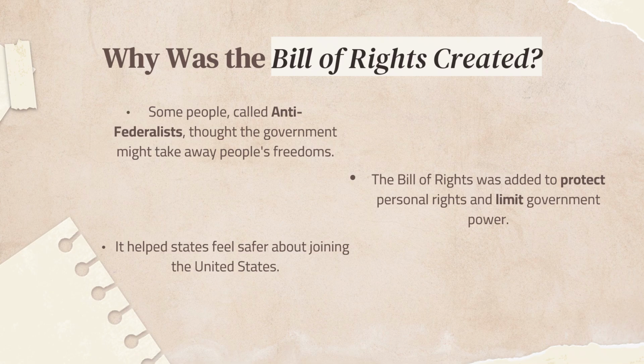Why was the Bill of Rights created? Some people called anti-federalists thought that the government might take people's freedom away, and the Bill of Rights was then added to protect the personal rights of the people and limit the government's power over the people. It helped states feel safer about joining the United States.